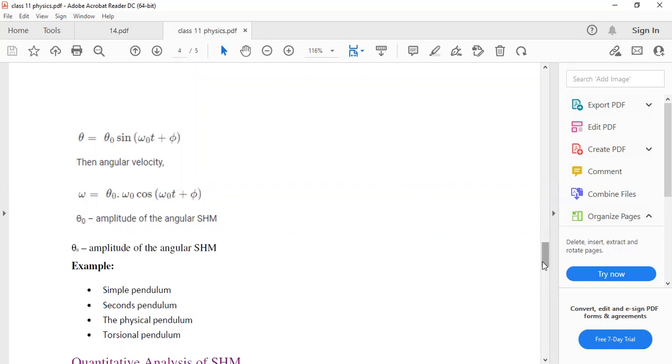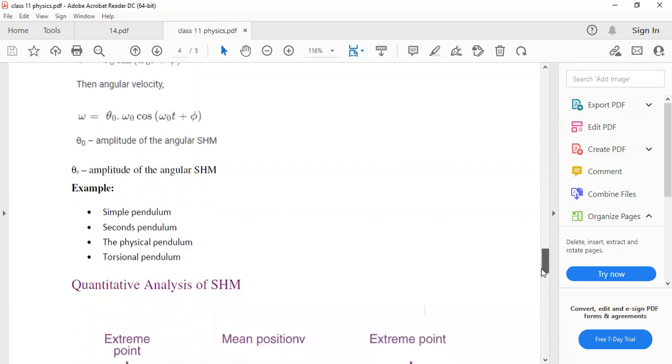These are some examples of the angular SHM, like the simple pendulum, seconds pendulum, the physical pendulum, torsional pendulum. All the types of pendulum are examples of angular simple harmonic motion. Okay.